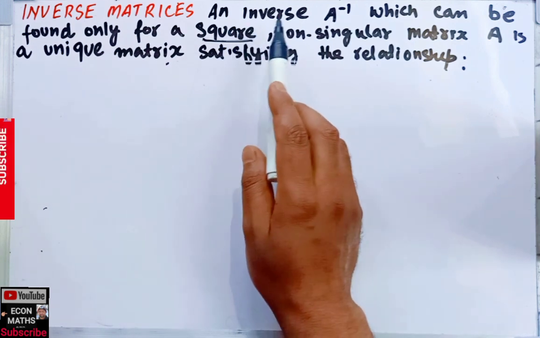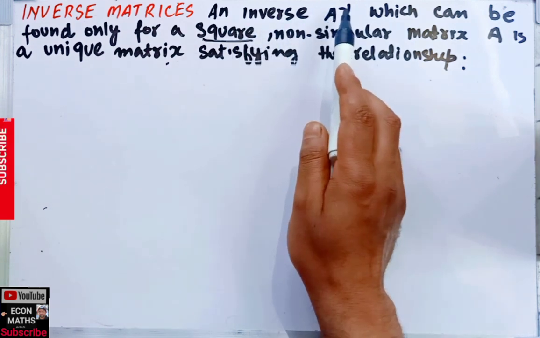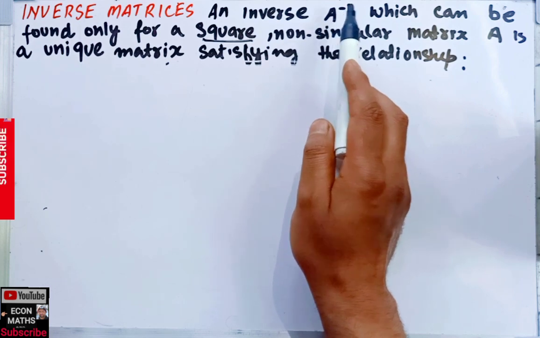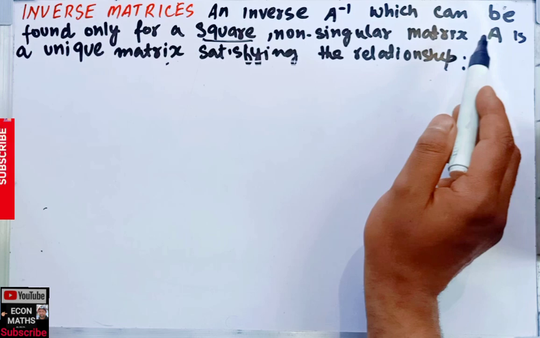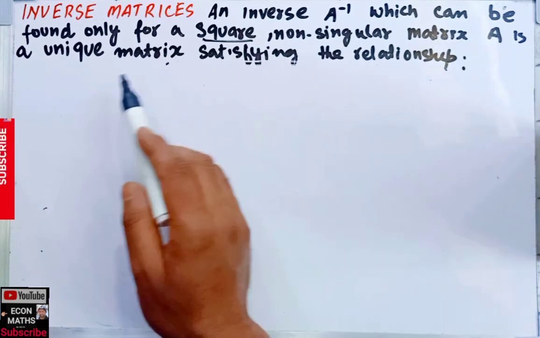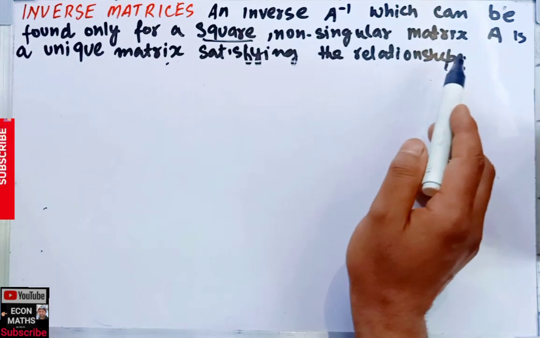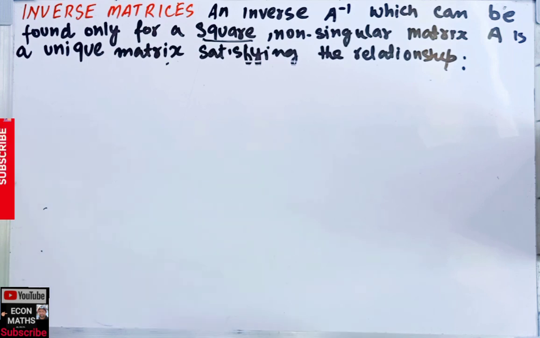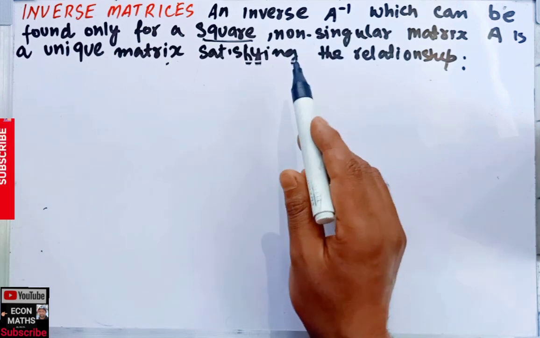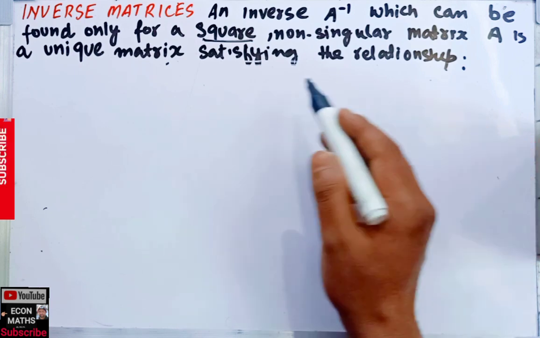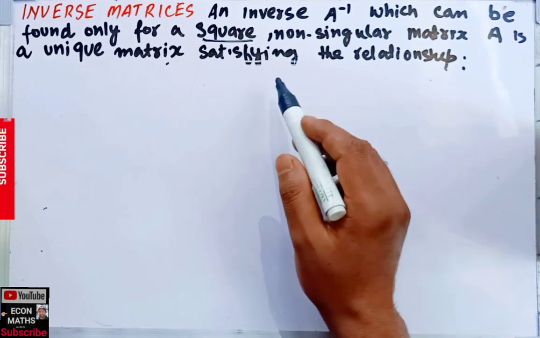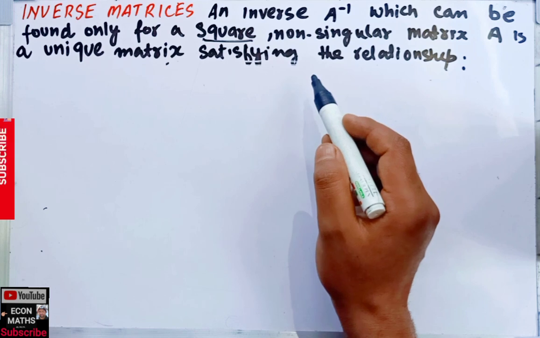Now, an inverse, which is denoted by the symbol A to the power minus 1, can be found only for a square non-singular matrix A. It is a unique matrix satisfying the relationship which I will give here. First of all, an inverse can be found only for a square matrix. By square matrix, we mean the number of rows is equal to the number of columns.